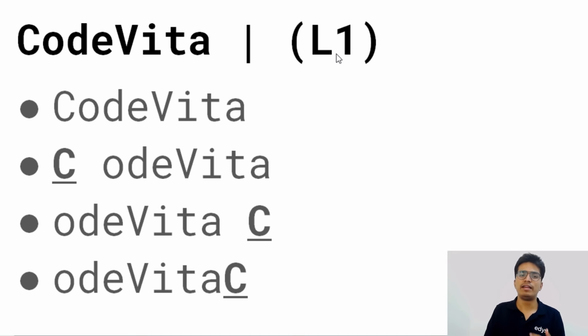Now suppose you had to do a left rotate 5. That is kind of like applying L1 5 times. So first your C goes to the back, then O goes to the back, D goes to the back, E goes to the back, and then V goes to the back, right? So after L5 on CodeVita, you will end up at the character I as the first letter. We'll get to that in a bit again.